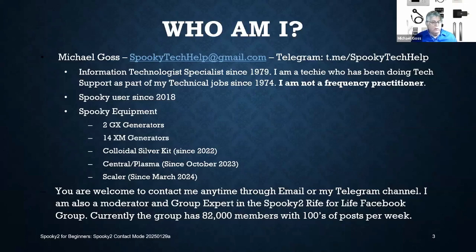I've been doing Spooky since 2018. I currently have 2 GX generators, 14 XN generators, and I may talk about why I have so many for a while. I have the colloidal silver kit, which works very well. I have a Centron plasma, which I got in '23, so a little over a year ago, and I've had a scaler since March of last year.